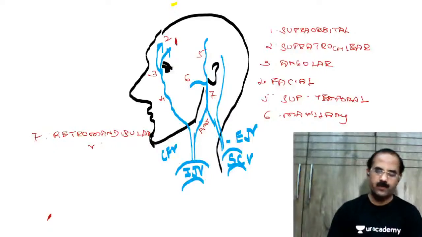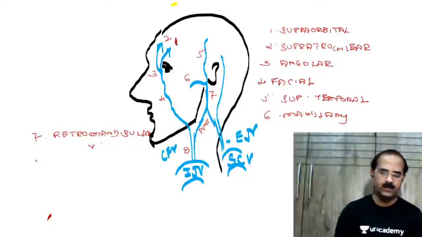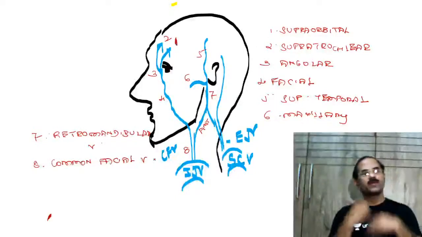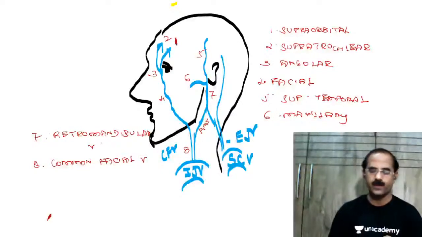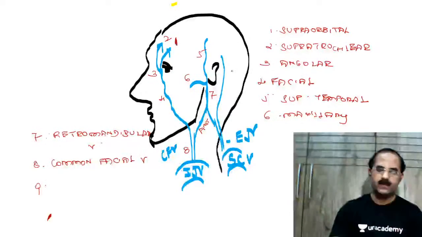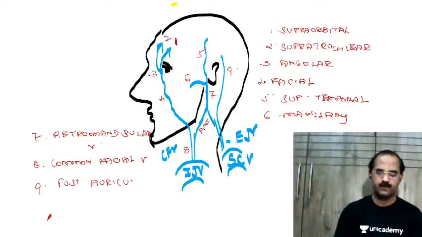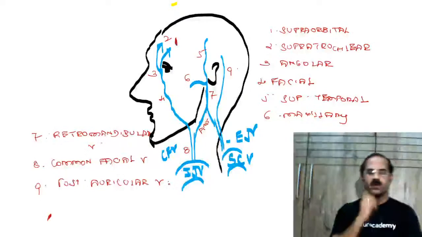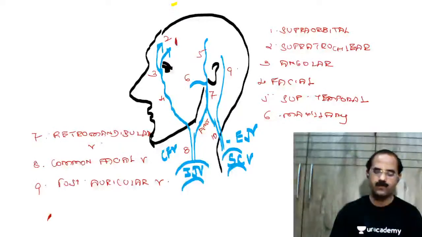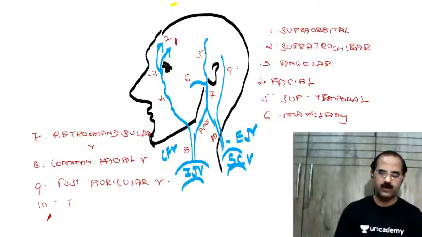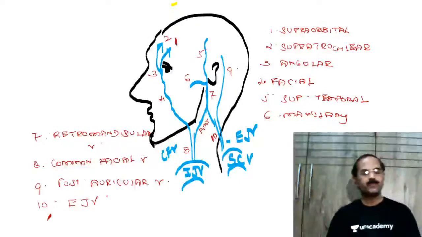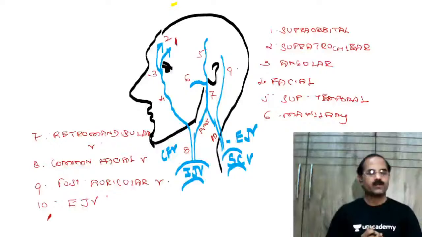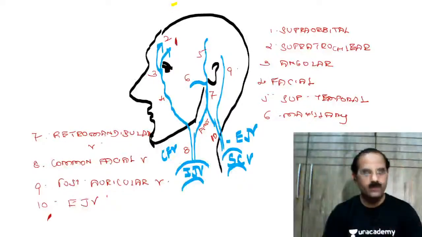So the anterior division of retromandibular joins with facial to form, I'll write this as the common facial vein. And this common facial vein drains into what? The internal jugular vein. Okay, I'll put 9 as the posterior auricular vein. So the posterior auricular vein joins with the posterior division of retromandibular vein, and the vein which is formed is the external jugular vein, and this external jugular vein drains into the subclavian vein. This is clear to all of you?